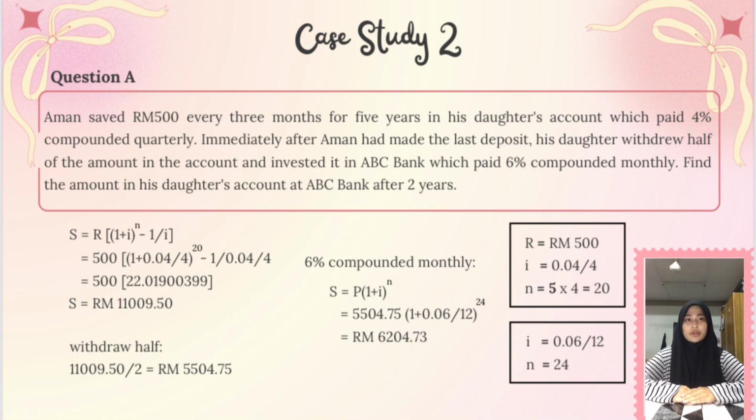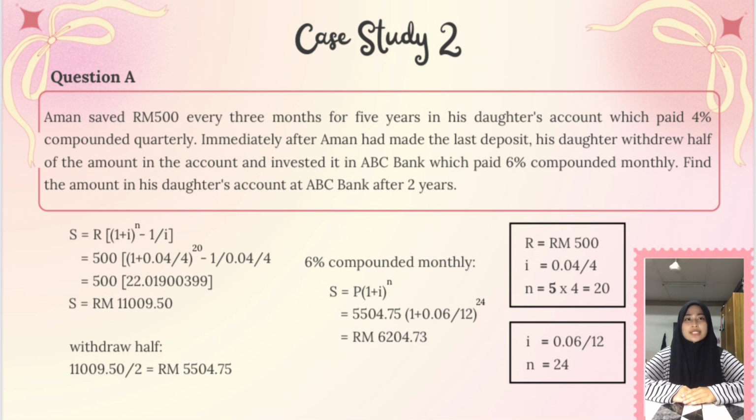Ahmad then withdraws half of this money. When we divide RM 11,009.50 by 2, we get RM 5,504.75. After Ahmad withdraws half of his savings, he still has RM 5,504.75 left in his account. Now, this remaining amount earns interest at 6% per year and the interest is compounded monthly.